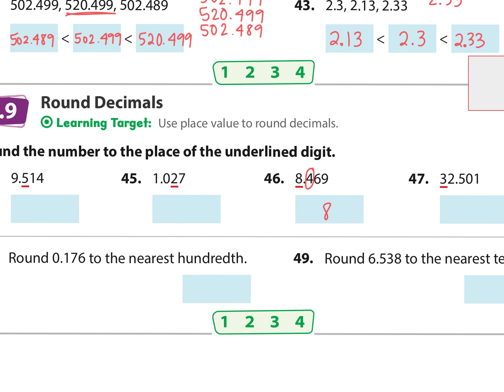Yes, what number? 45. Okay, so I have a 2 in the hundredths place underlined, which means I'm looking directly to the right. My judge is 5 or more, so what happens to the 2? It goes up, and everything before that 2 stays the exact same. So it's 1.03.